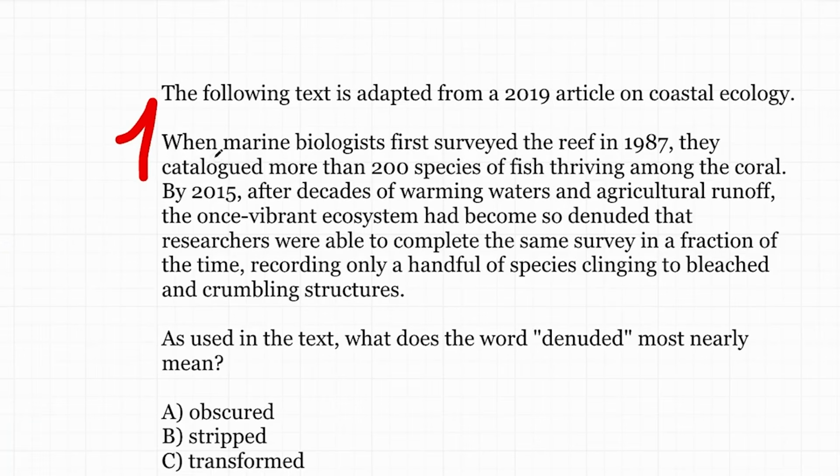When marine biologists first surveyed the reef in 1987, they cataloged more than 200 species of fish thriving among the coral. Okay, so when they first looked at this coral reef a long time ago, they found a ton of fish there. By 2015, after decades of warming waters and agricultural runoff, the once vibrant ecosystem had been so denuded that researchers were able to complete the same survey in a fraction of the time, recording only a handful of species clinging on to bleached and crumbling structures.